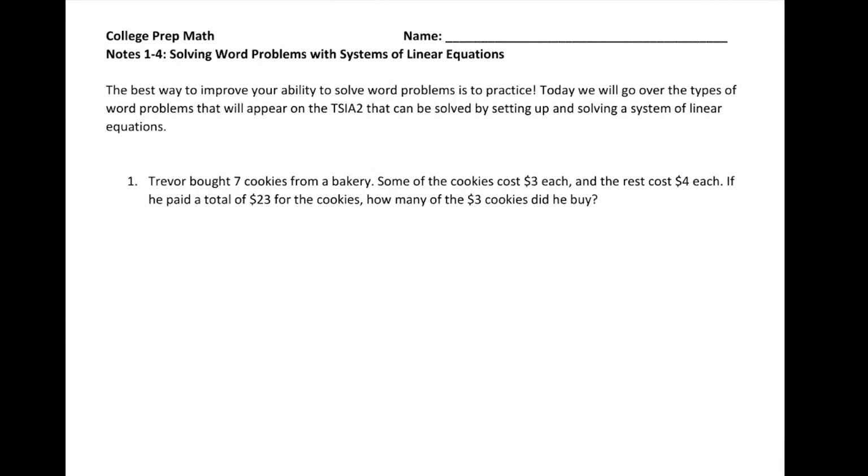So when I approach a word problem like this, the first thing I want to do is identify what my variables are. Before, we only had one variable with one equation. Here we're going to have 2 variables with 2 equations. So the 2 things that you're trying to find are the number of $4 cookies and the number of $3 cookies. This particular question is really just asking for the $3 cookies, but if you can find one, the other one's usually pretty easy to find.